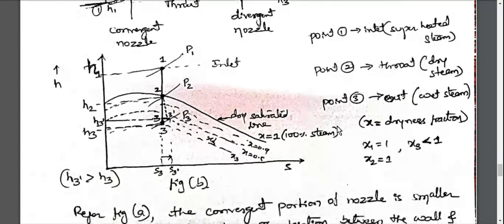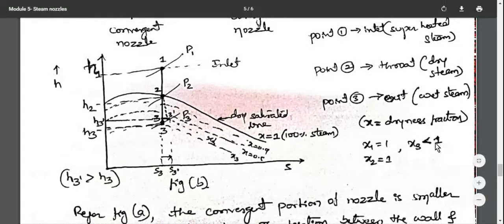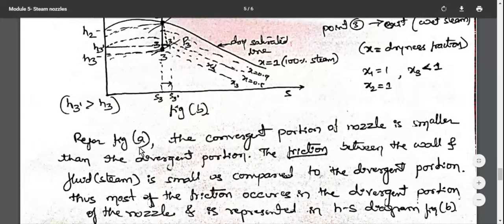Similarly, x3 is less than 1 because point number 3 is below the dry saturated line. Any point below the dry saturated line is wet steam. Understood? Okay. So here, refer to figure A, the convergent portion of the nozzle is smaller than the divergent portion.